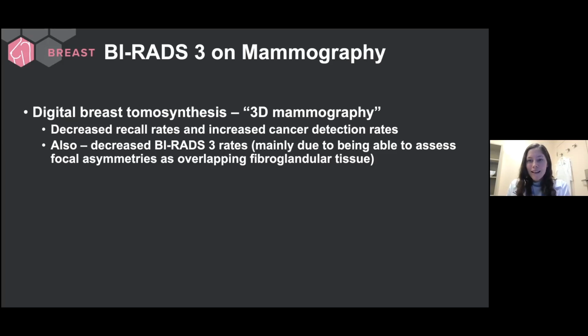There's also been some studies showing that digital breast tomosynthesis leads to a decreased BI-RADS 3 rate. And that's mainly due to being able to assess focal asymmetries as overlapping fibroglandular tissue when we're scrolling through the tomosynthesis images and able to put a lot of those focal asymmetries into a BI-RADS 2 category and overall decrease our BI-RADS 3 rates.